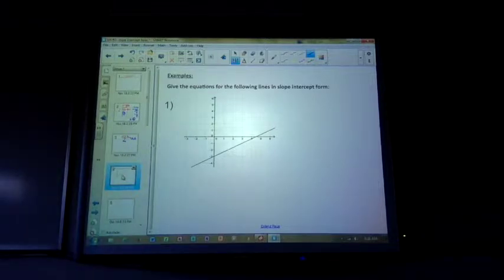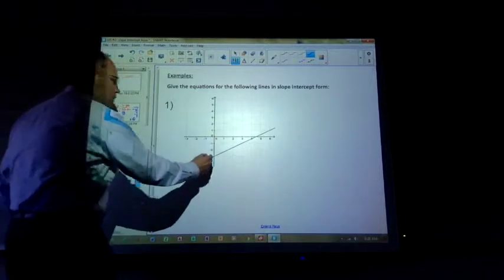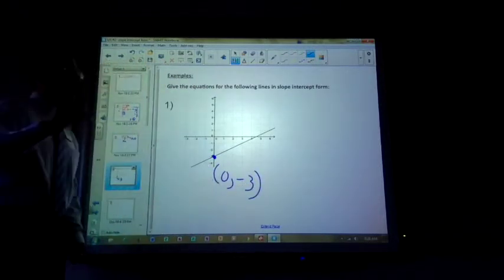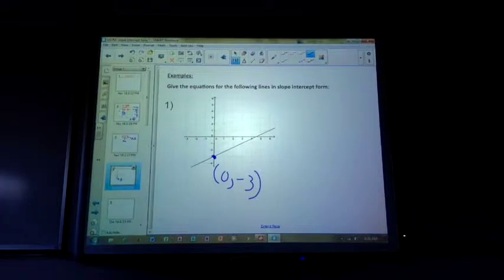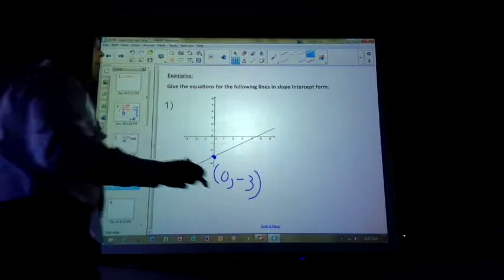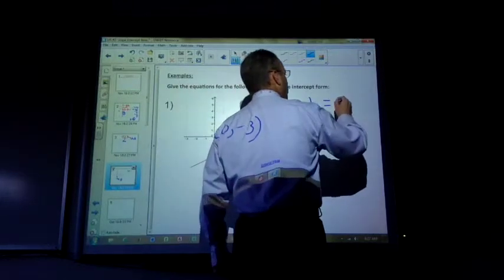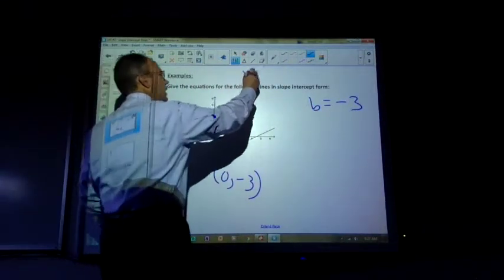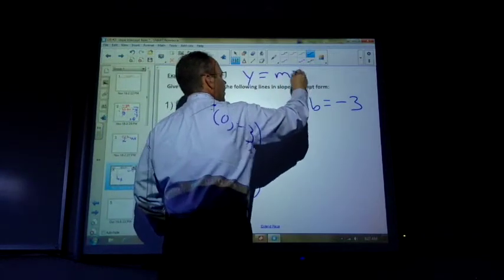All right, so where does this line appear to be crossing the y-axis? Give it to me as a point. (0, negative 3). So right here is the point (0, negative 3). So what is my b value? Negative 3. My b value is equal to negative 3. Okay? We're going to plug it into this equation eventually.